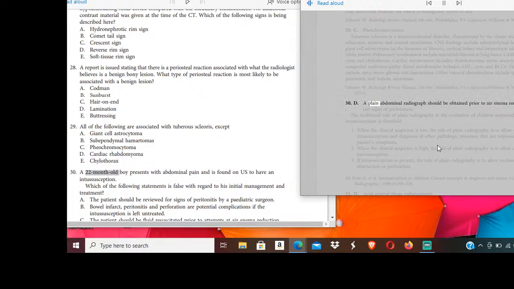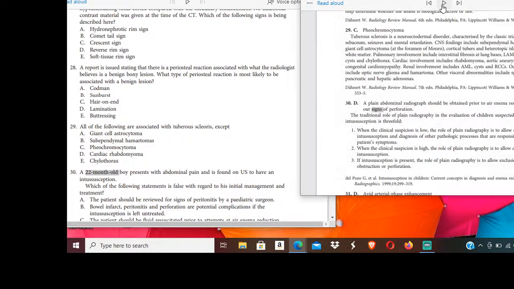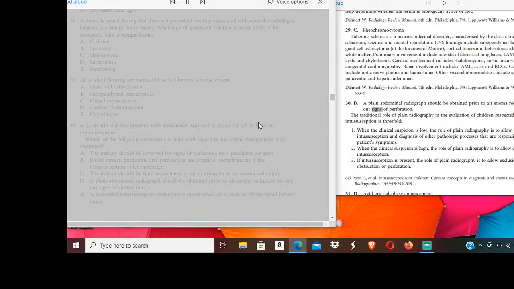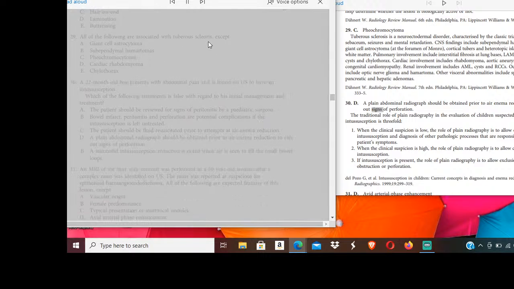30. D. A plain abdominal radiograph should be obtained prior to air enema reduction to rule out signs of perforation. A 22-month-old boy presents with abdominal pain and is found on US to have an intussusception. Which of the following statements is false with regard to his initial management and treatment? A. The patient should be reviewed for signs of peritonitis by a pediatric surgeon. B. Bowel infarct, peritonitis, and perforation are potential complications if the intussusception is left untreated. C. The patient should be fluid resuscitated prior to attempts at air enema reduction. D. A plain abdominal radiograph should be obtained prior to air enema reduction to rule out signs of perforation. E. A successful intussusception reduction is noted when air is seen to fill the small bowel loops.